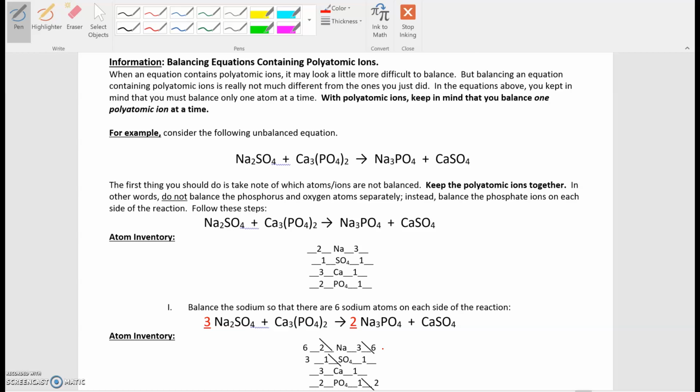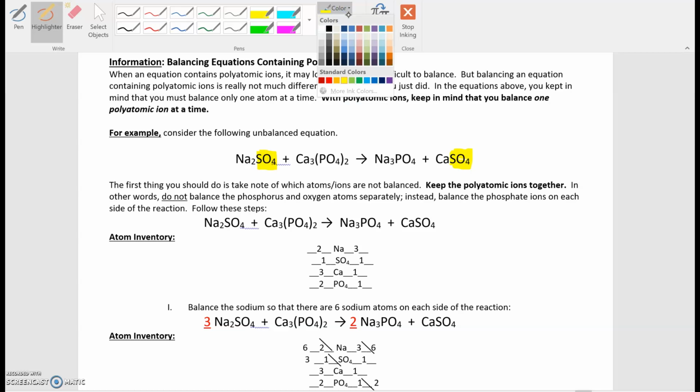So for example, considering this unbalanced equation: sodium sulfate plus calcium phosphate gives you sodium phosphate and calcium sulfate. Now remember, when I talk about a polyatomic ion, that's an ion with multiple atoms. So SO4 is a polyatomic ion, as is PO4.